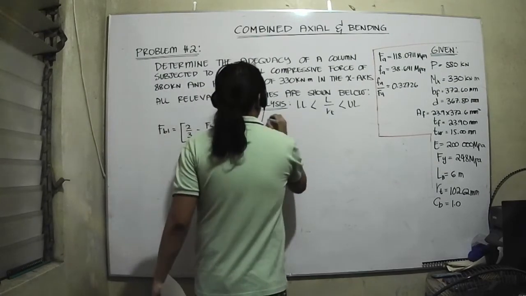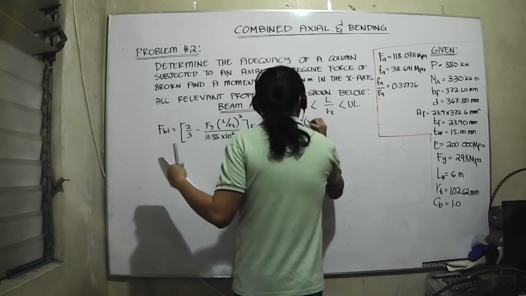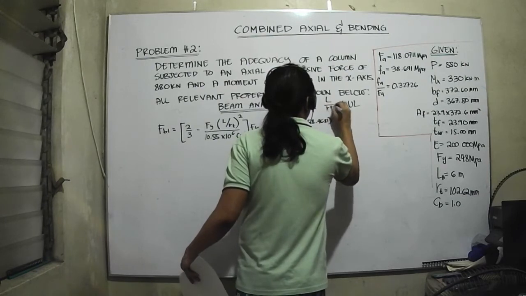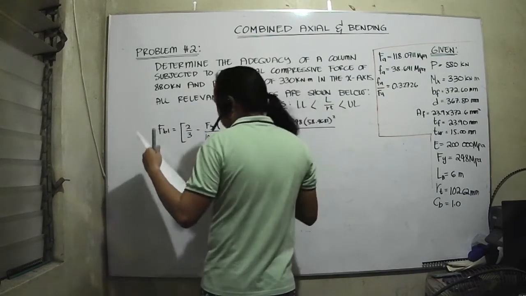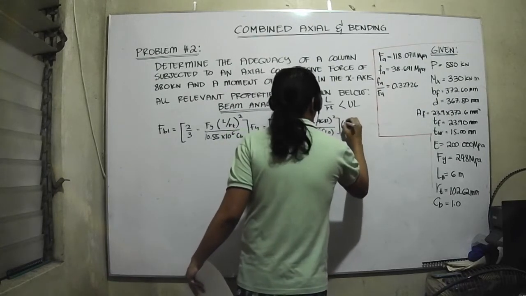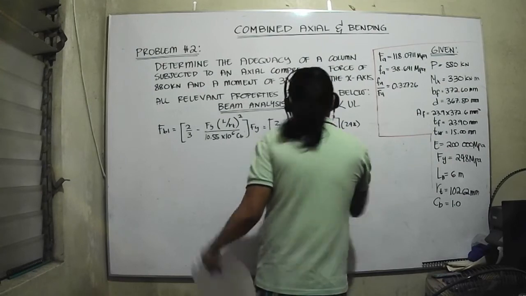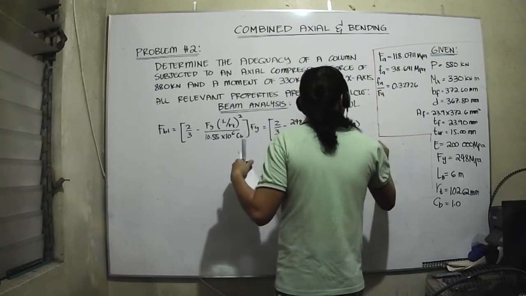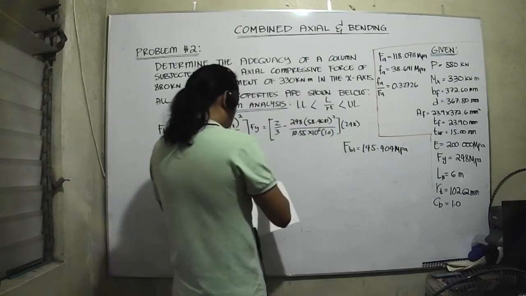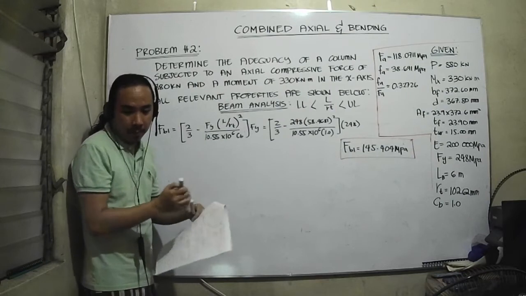Okay, so we have 2/3 times 248. This is 58.4681 in squared, divided by 10.55 times 10 to the power of 6 times Cb of 1.0. That is in Fy of 248. FB1 therefore would be equal to 145.404 MPa. Okay, that is our FB1.